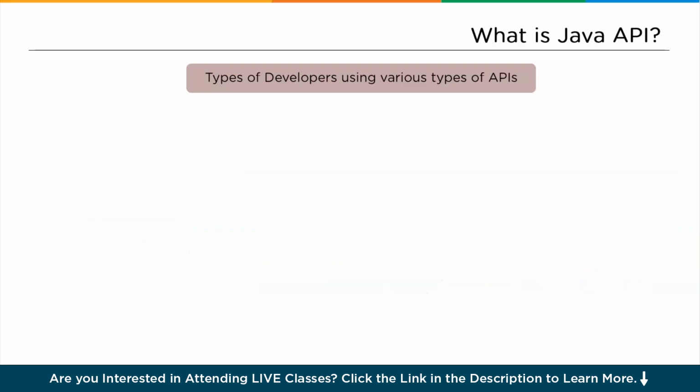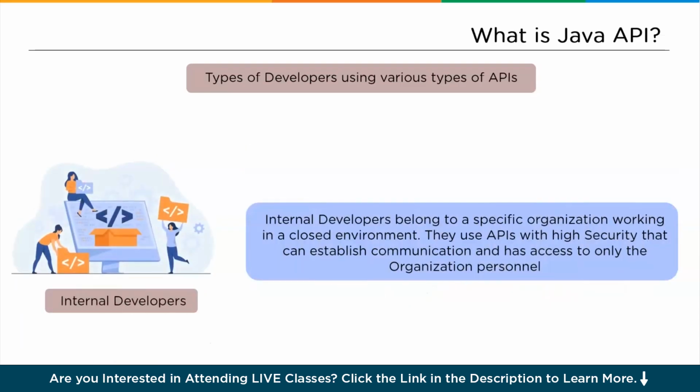Followed by the open developers, next we have the internal developers. You can consider internal developers as an organization. The internal developers belong to a specific organization and work in a closed environment. These APIs run with high security and can establish communication between the application and the application hardware. So only the internal developers, that is the developers belonging to that particular organization, have access to that particular API. This particular type of API runs on a high security level.